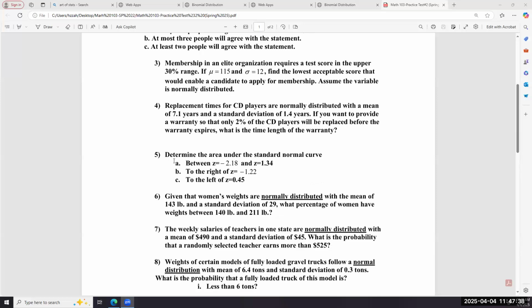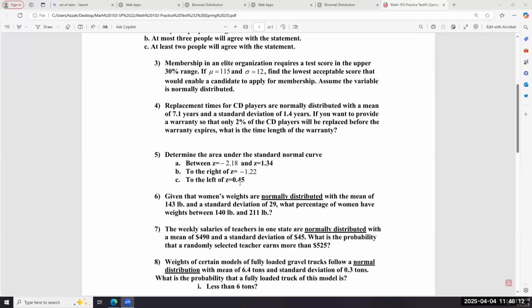Look at number 5. Determine the area under the standard normal curve. Standard normal curve is just the Z curve that I talked about. So you want to find the area between 2 numbers, area to the right of a number, or area to the left of a number. Okay, 3 possibilities: to the left, to the right, in between. For each part, you have to graph it first. You have to give us the graph. Otherwise, we don't accept it.